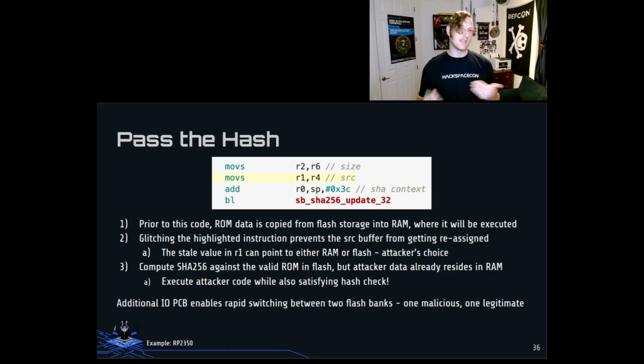And if it doesn't happen, that means the stale value that's there in R1 can point to either RAM or ROM flash. That's the attacker's choice. What this means is that we can, on cue, depending on when we do this timing attack, choose whether to compute the SHA-256 against the valid ROM in flash or the copy that resides in RAM, which could be an attacker version. And so because there's this mismatch, and because the way we can glitch it to choose one bank or the other, the ROM or the RAM, we can execute attacker code while satisfying the hash check that's been validated against the ROM copy of the code. And that's why there's that additional IO PCB board.